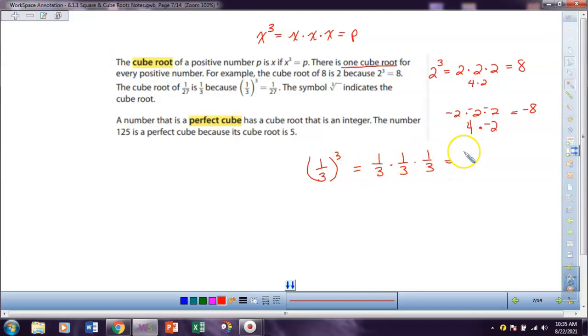1 times 1 times 1 is 1. 3 times 3 is 9. 9 times 3 is 27. And that's where they get those.